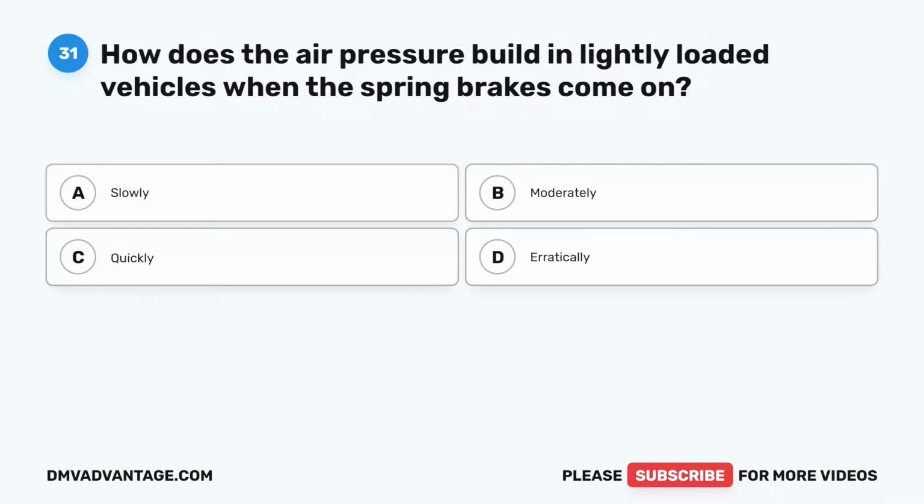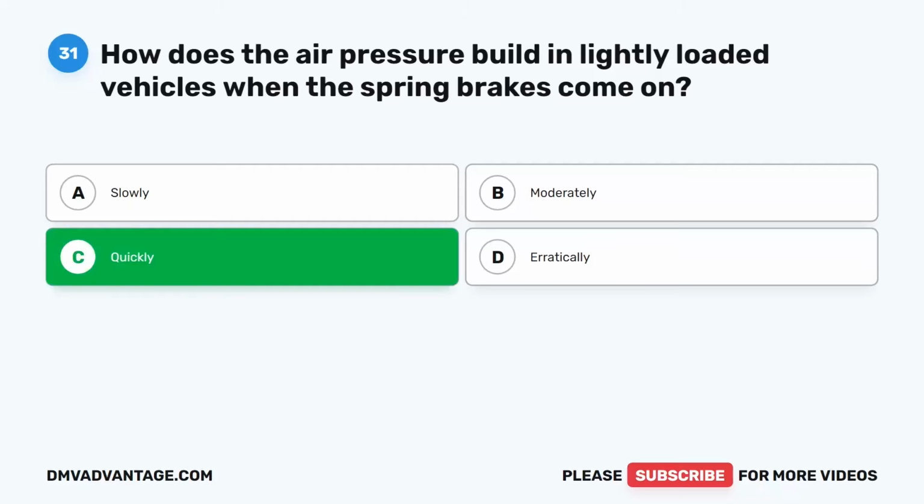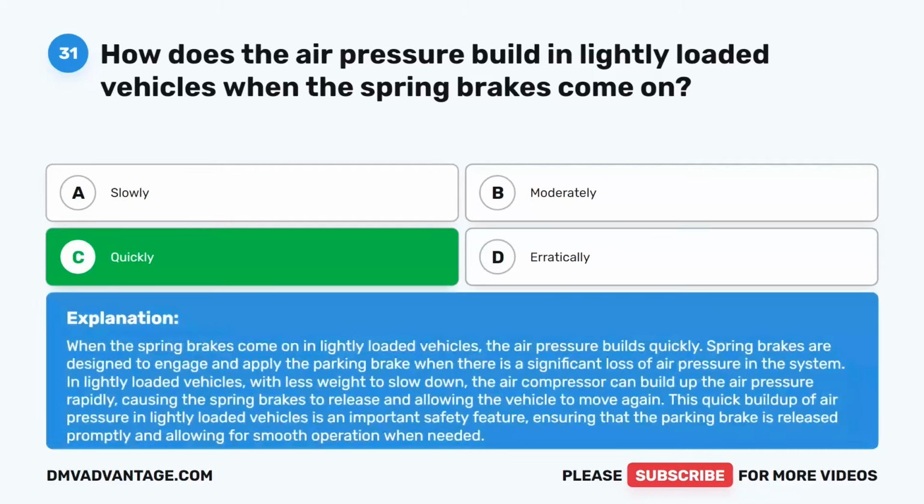Question 31. How does the air pressure build in lightly loaded vehicles when the spring brakes come on? A. Slowly. B. Moderately. C. Quickly. D. Erratically. The correct answer is C. Quickly. When the spring brakes come on in lightly loaded vehicles, the air pressure builds quickly.